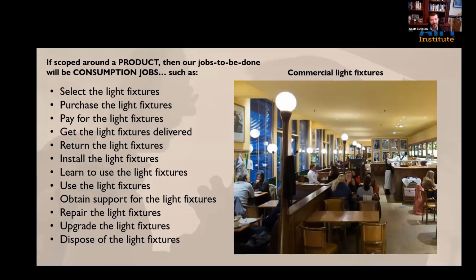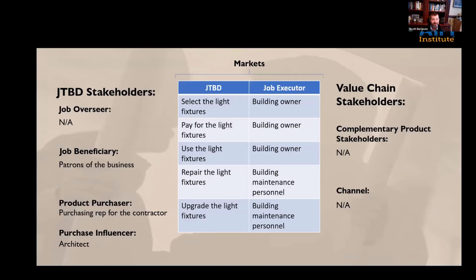Let's pick something different. So again, we make commercial light fixtures, and maybe we did a separate project on installation. But this time we're going to select some different consumption jobs. We're going to go with select the light fixtures, pay for them, use them, and repair them. So we're going to select some different consumption jobs, and that gives us these, and I call them markets. A job and a job executor combined is a market. And I'm not sure why I put not applicable for job overseer, because we probably could have thought of somebody.